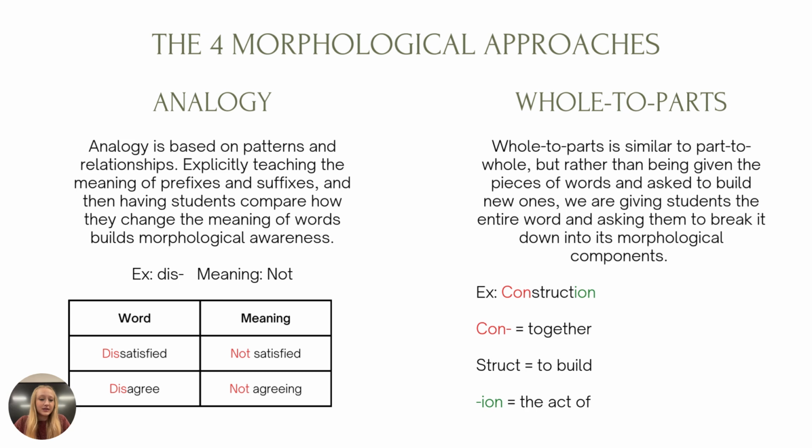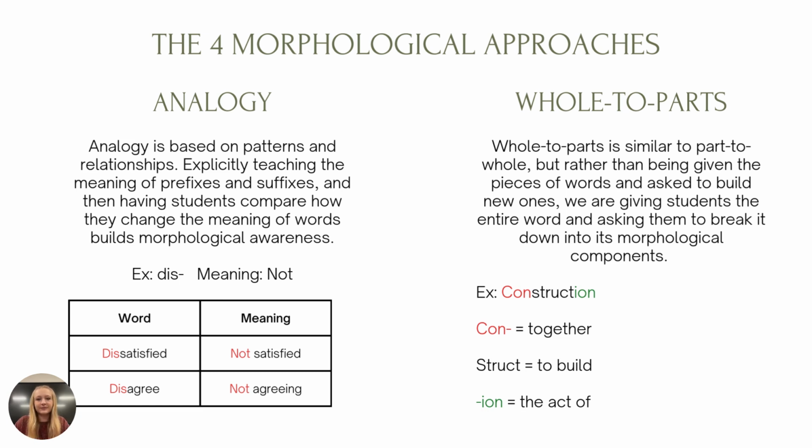These are the more complex of the four steps. Analogy is based on patterns and relationships, so explicitly teaching the meaning of prefixes and suffixes and then comparing how they change the meaning of words. This is definitely a more rigorous aspect of the morphological approaches. My examples are dissatisfied and disagree. You are teaching that the prefix dis means not. You are not satisfied. You are not agreeing. So you are comparing different words and seeing how the addition or subtraction of morphological components changes those words in comparison to one another.